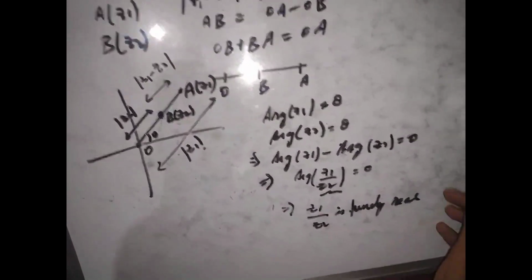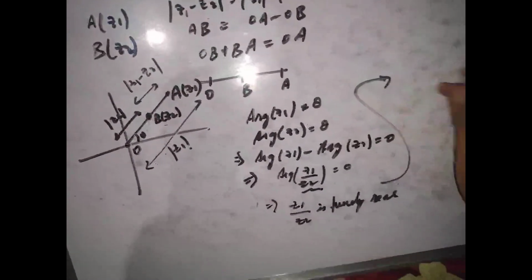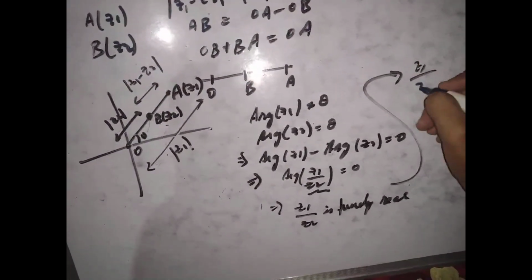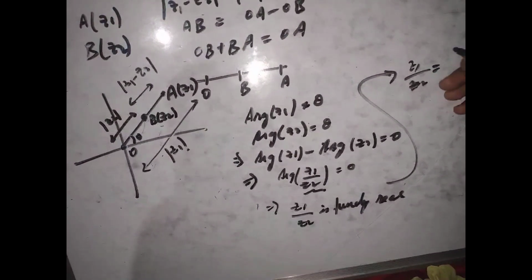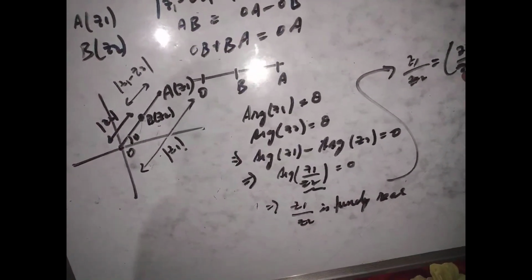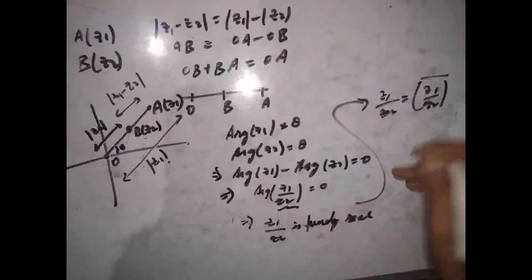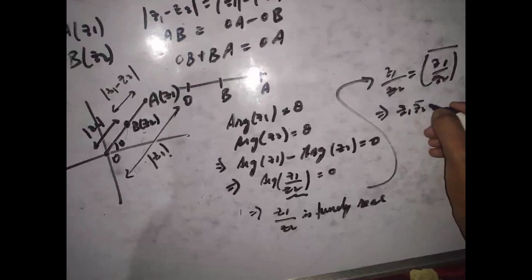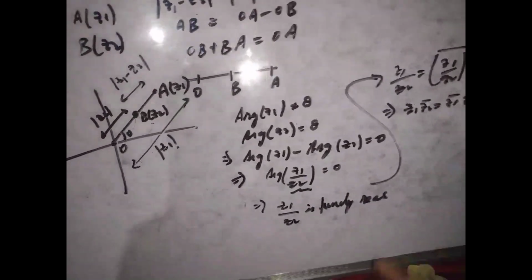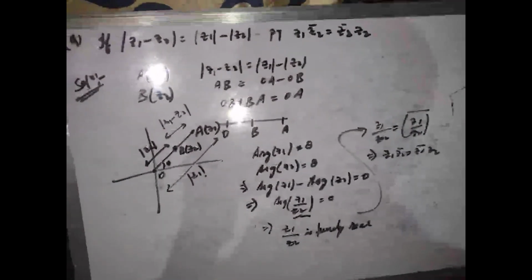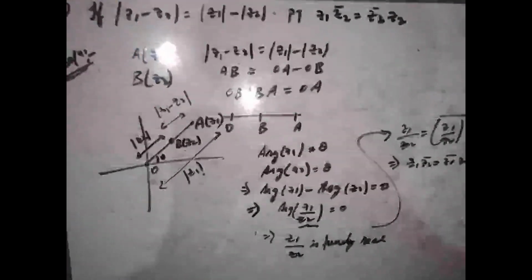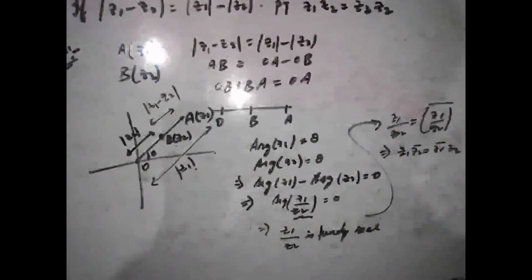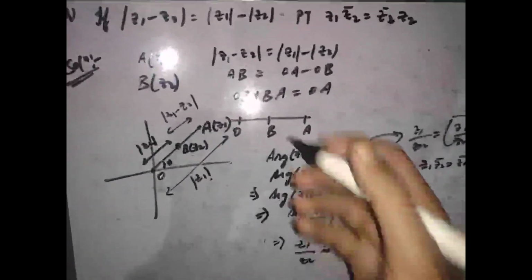purely real, and again using this we can prove that Z1 by Z2 equals Z1 upon Z2 conjugate, and we'll simply cross multiply and we'll get our required answer. So we again proved it, and we can again verify how simple it is using geometry to prove such questions. Okay. Now remember these.